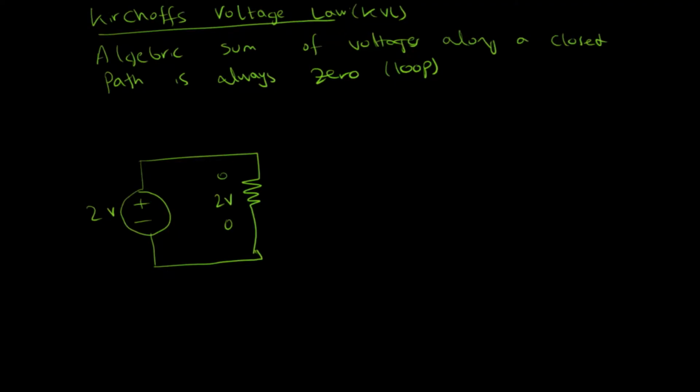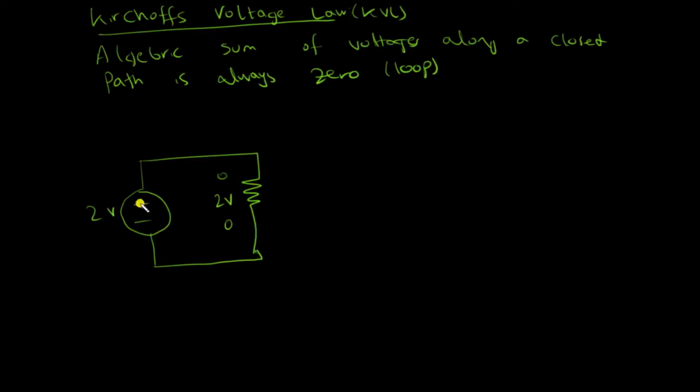So the next law, and a very important law in circuit analysis, is Kirchhoff's voltage law, or more commonly known as KVL. This states by definition that the algebraic sum of voltages around a closed path is always zero. A closed path is basically a loop.